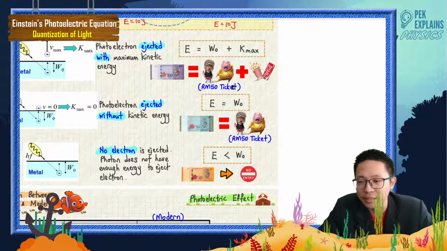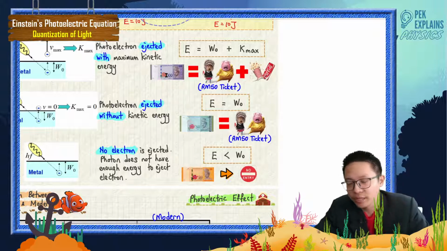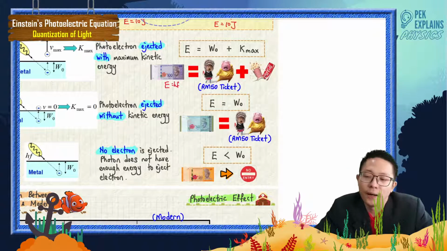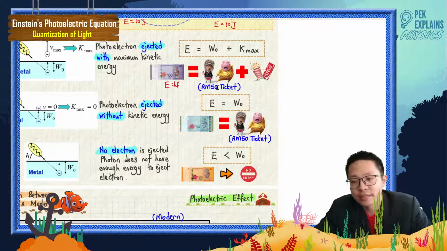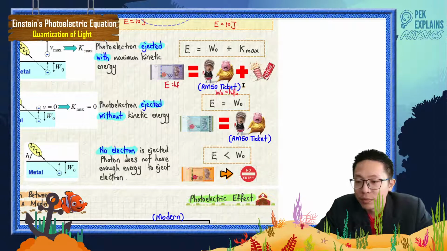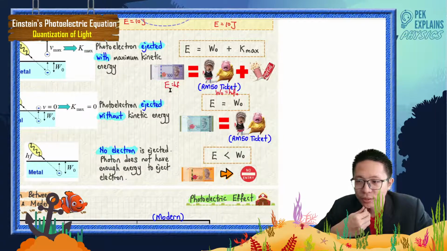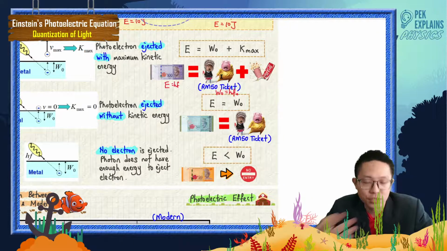Of course you can, because we can say the money your mommy or your dad gives you is the energy of the incident photon, or we can say hf. And the entrance ticket is the work function or the binding energy. This is the work function, W naught equal to hf naught. Understand? Your ticket is 50 ringgit, and you have 100 ringgit in cash. So of course you can pay for the ticket and enjoy the show.